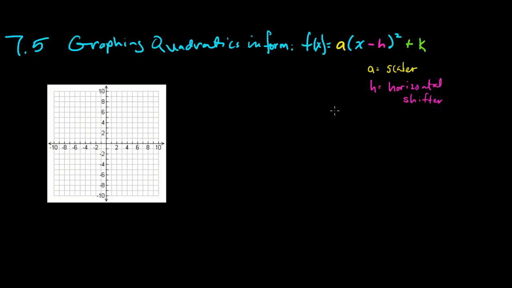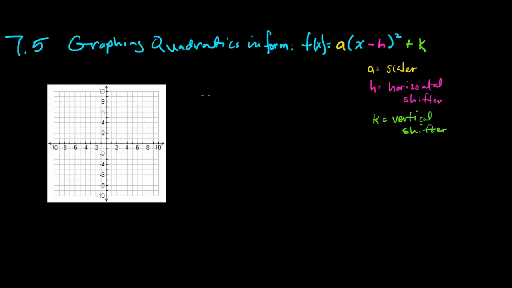vertex of the parabola is going to be shifted horizontally, while k will be our vertical shifter. Now, if you don't know exactly what all of these mean right now, then just pay attention for the next few minutes, because we're going to construct how all of it works.